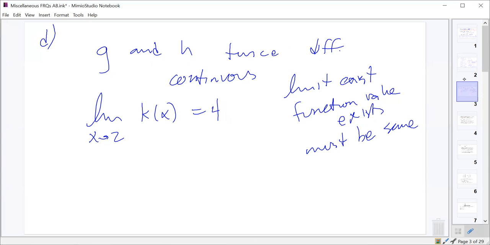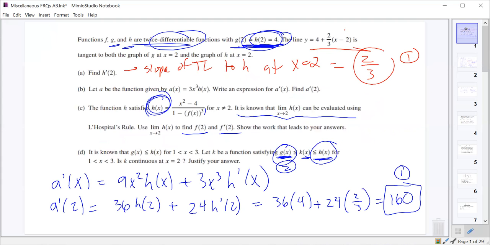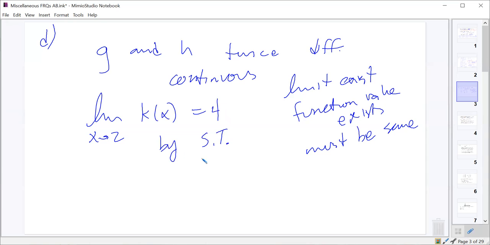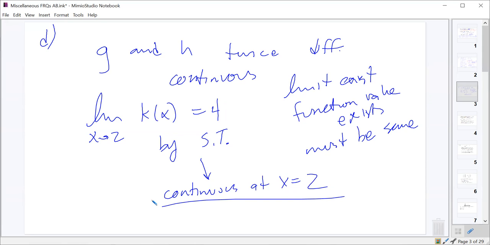So we can go through and say, by the sandwich theorem or the squeeze theorem, since we know that k is always less than or equal to h and greater than or equal to g on this interval, it's always sandwiched between them. Based on this basic definition, if it's between those two, those values must exist surrounding it. So since the squeeze theorem applies, this tells us that it must be continuous at x equals 2 as well. And that was worth 1 point.